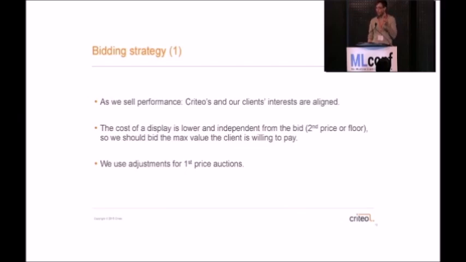And that's where you make some money, you make the difference. And so in this context, the value that we should bid is the maximum value that the client is willing to pay for the click or for the sale. And so this is the most common type of auction. There are other types of auctions like first price auction where you pay what you bid. And in this case, we have to adjust our bid. We have to bid lower so that we can still make some money in this case.